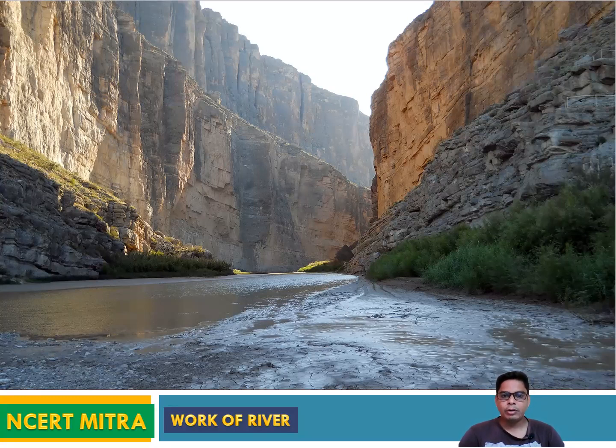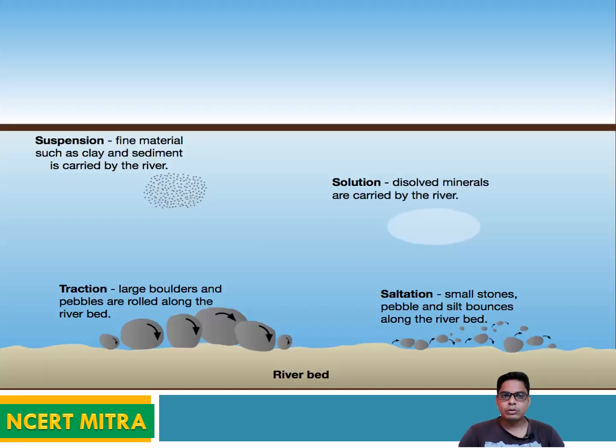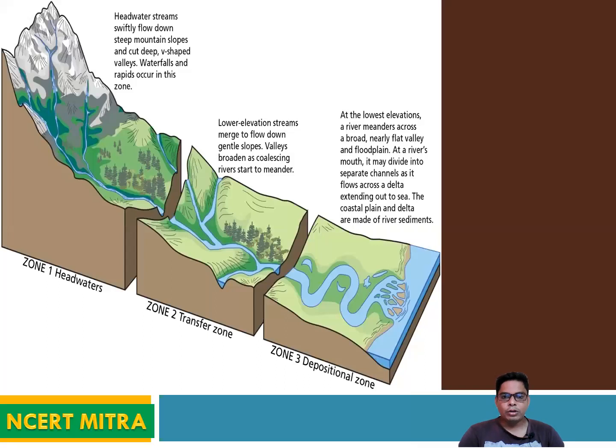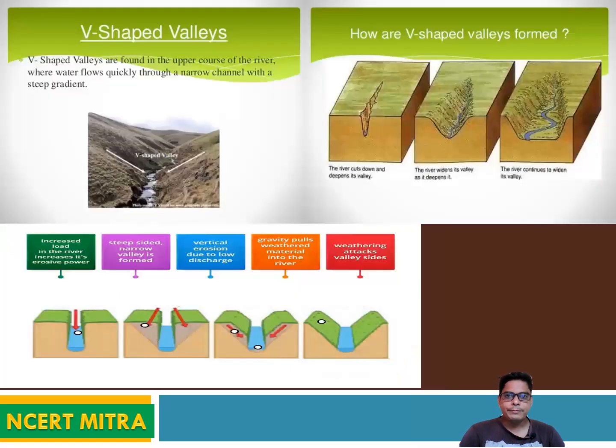Perhaps you can see in my background one of the river sources. We discussed suspension, traction, solution, and saltation. We also discussed the three stages of rivers: stage 1, stage 2, stage 3, the young stage, mature stage, and old stage. In this video, we are going to discuss the different types of landforms formed by the river in the upper stage, the young stage, or the upper course.